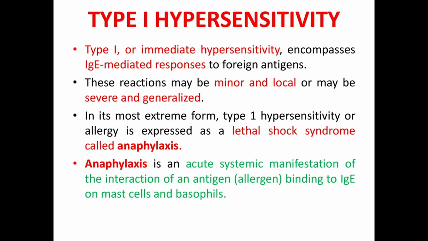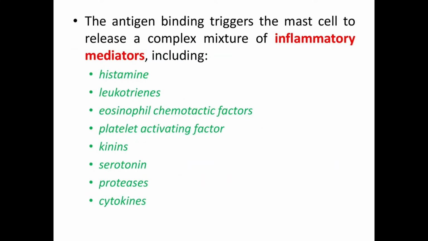Anaphylaxis is an acute systemic manifestation of the interaction of an allergen, called antigen, binding to IgE on mast cells and basophils. The antigen binding triggers the mast cell to release a complex mixture of inflammatory mediators including histamine, leukotrienes, kinin, serotonin, proteases, cytokines, platelet activating factor, eosinophil chemotactic factors, etc. Now let's see the different examples of diseases coming under type 1 hypersensitivity.